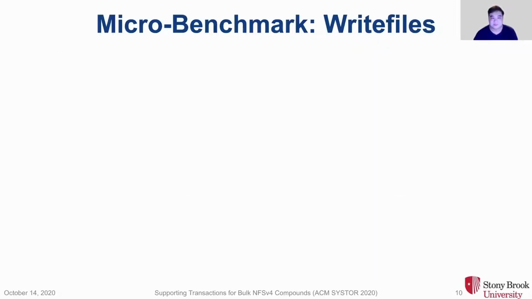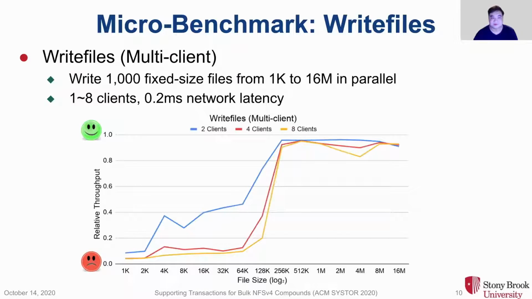For the micro benchmark, we ran the write files workloads, in which the clients wrote 1,000 equal-sized files continuously for 30 seconds, and we measure the throughput. We vary the file sizes from 1K to 16 megabytes and the number of clients from 1 to 8. We didn't inject any additional latency, so the RTT was 0.2 milliseconds. The relative throughput is the ratio of throughput on TC-NFS to that on vanilla NFSv4 server.